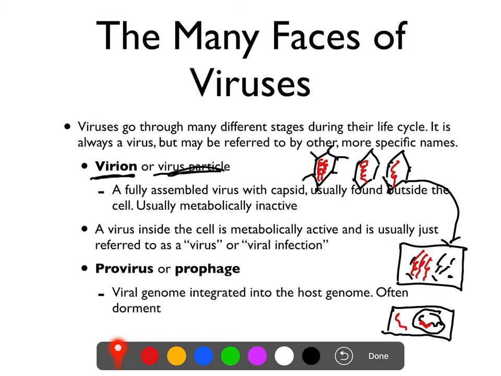If it happens in a bacteria virus, bacteria viruses are often called phages. And so in bacteria, we would call this state a prophage. Pro means kind of like before or primitive or inactive in this case, because usually in the proviral or prophagic state, the virus is inactive, although not always.